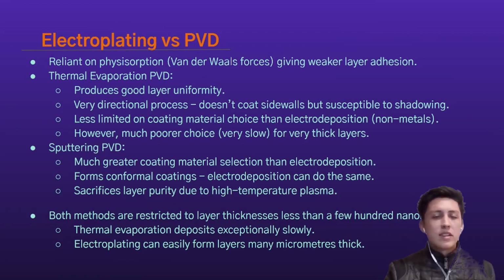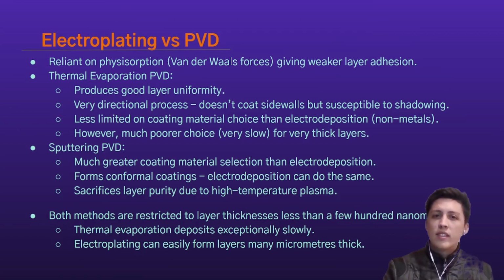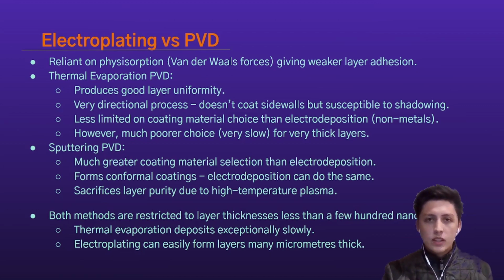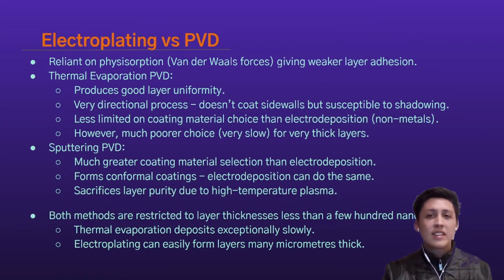The slow evaporation of tiny particles that don't transfer much energy means that thermal evaporation is a low-temperature technique, much like electrodeposition, which permits use in heat-sensitive substrates. Thermal evaporation is also less limited than electrodeposition when it comes to material choice. While it is a poor choice for coating compounds, it's also not restricted to just coating metals. However, it's quite unsuitable for creating very thick layers like electrodeposition is.